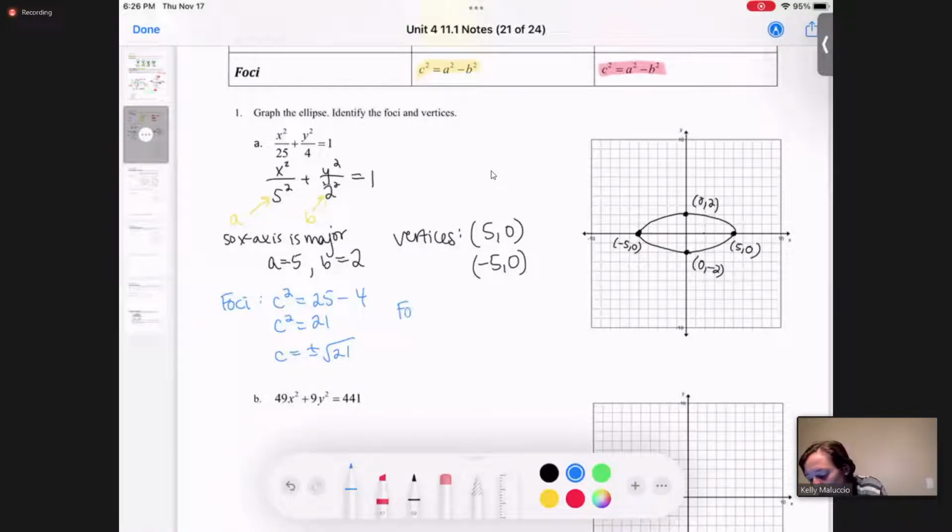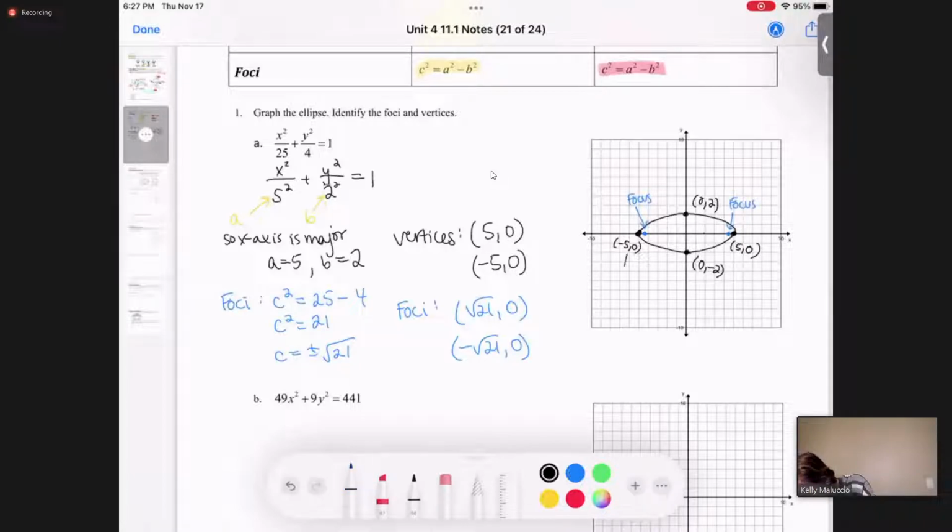So you could write the foci points are square root 21, 0, because they're going to be on the x-axis, right? And negative square root 21, 0. And we know they're like 4.6. So okay, if you wanted to plot them, 1, 2, 3. Like, okay, they're way too close to 5, but here they are. So focus point, focus point.